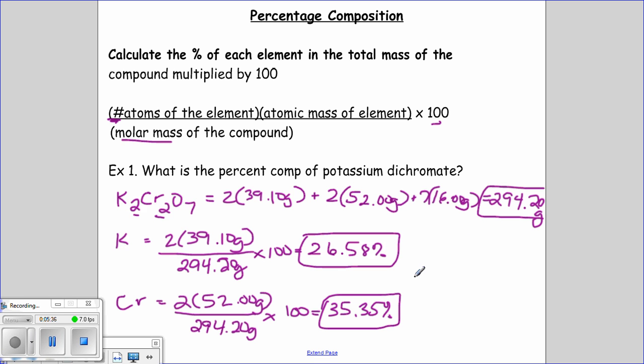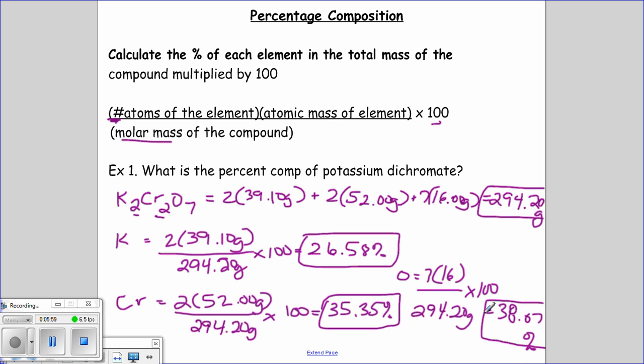But if you want to do it the way we've been doing, then oxygen is equal to 7 of them times 16.0 grams, divided by 294.20 grams, times 100, which will give you 38.07%. All right, hopefully you can read that. Okay, so that's pretty easy, but if I ask you just generally for the percent composition, I want you to do it for every single element present in that compound.